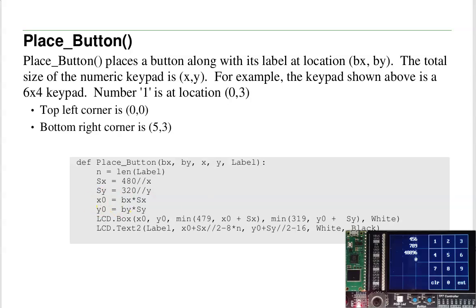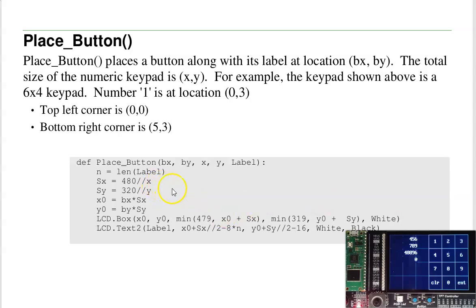One of them is place a button. I'm going to define, in this case, I've got a 6x4 keypad. I want to place a button at location BX, BY and give it a label. So like this would be a 4x6 keypad. This is key number 0, 1, 2. X is 3, Y is 0. So 3, 0 is the number 1. What that does is determines how long your label is, and then puts half to the left, half to the right, and it kind of centers each label on your screen, on the button.